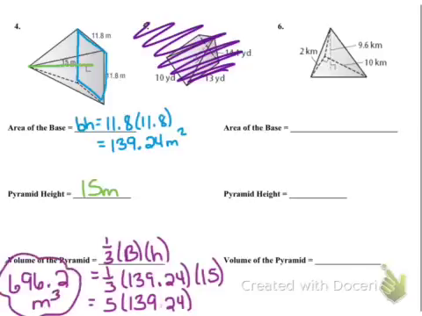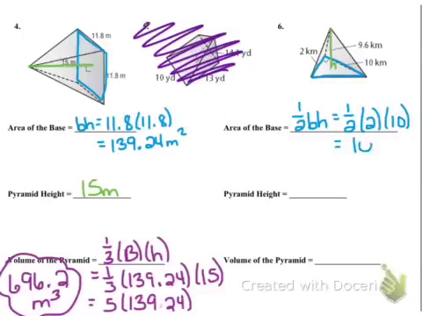Okay, this next one presents a little different situation. Our base is right here, that triangle. This time our base is in a rectangle, and then there's our height forming a right angle with the base. So this time our base is a triangle, so the formula is different. The formula for the area of a triangle is 1/2 base times height. In this case that's 1/2 times 2 times 10. So half of 2 is 1, and 1 times 10 is 10. The area of the base is 10 square kilometers.